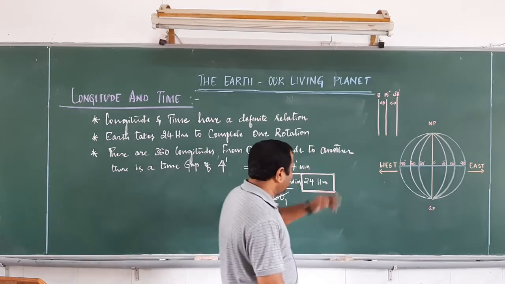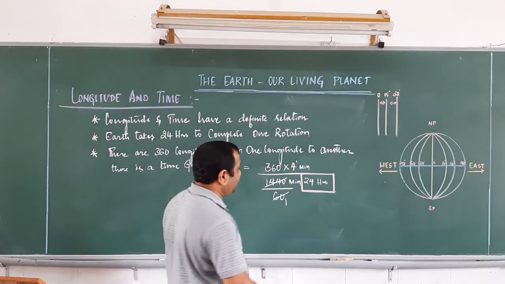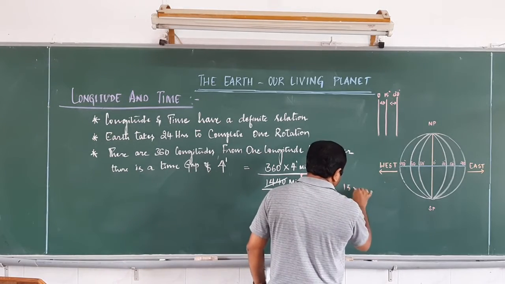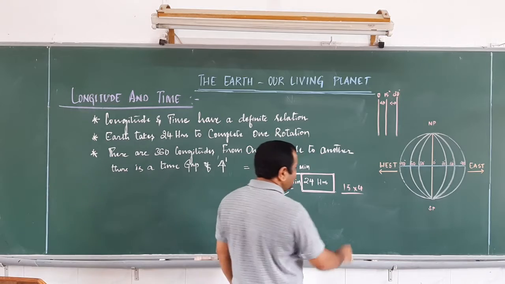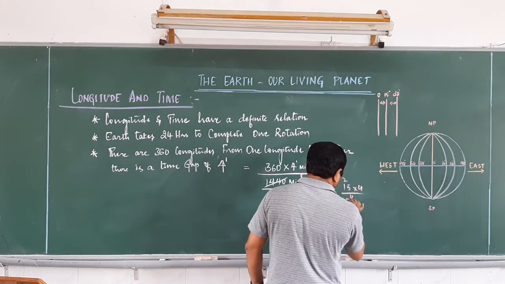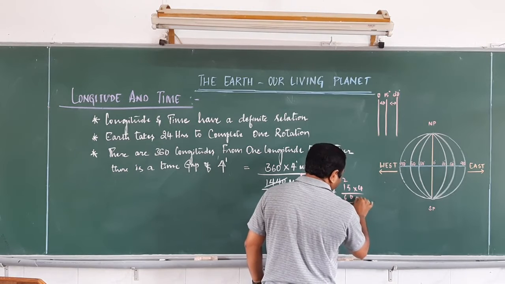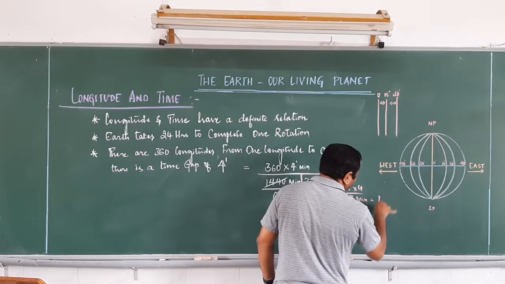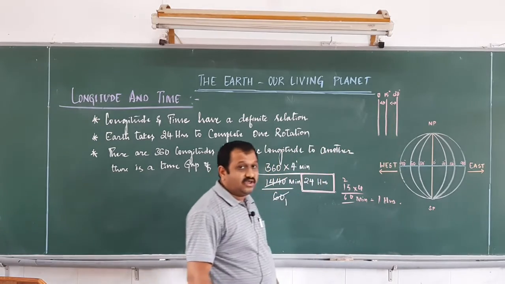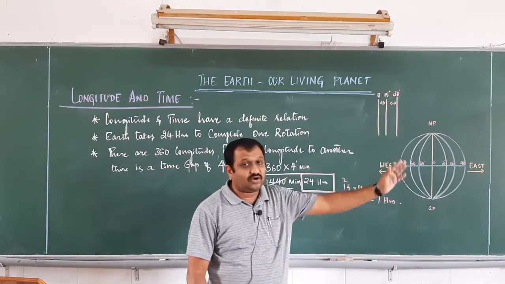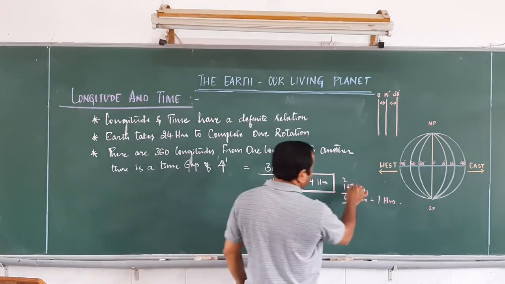That means how can we calculate? It's very simple. 15 degree is equal to 1 hour. 15 into 4: 4 5s are 20, 4 1s are 4, that makes 60. 60 minutes is equal to 1 hour. So, there is a gap of 1 hour for 15 degree. It is easy to calculate on the globe. So, therefore, 15 degrees is equal to 1 hour.